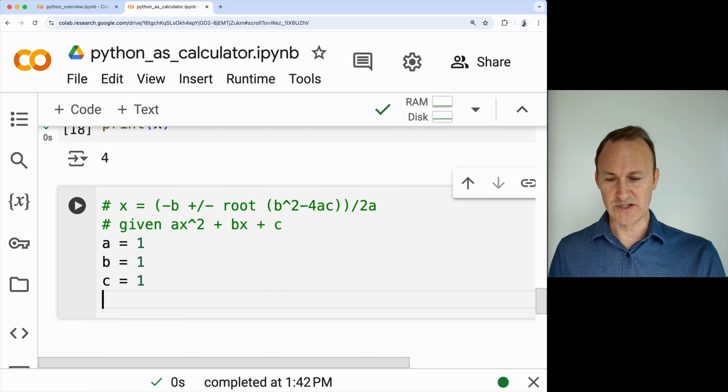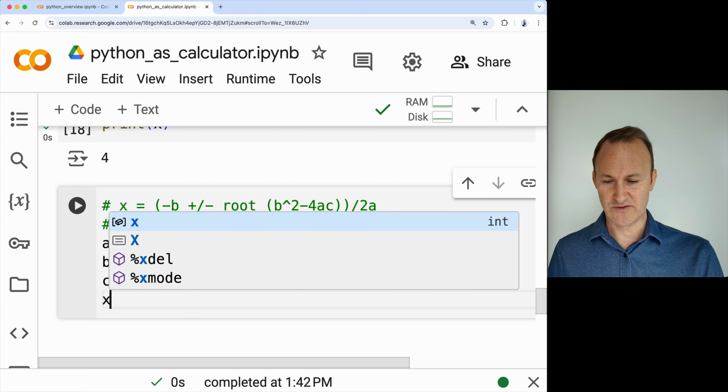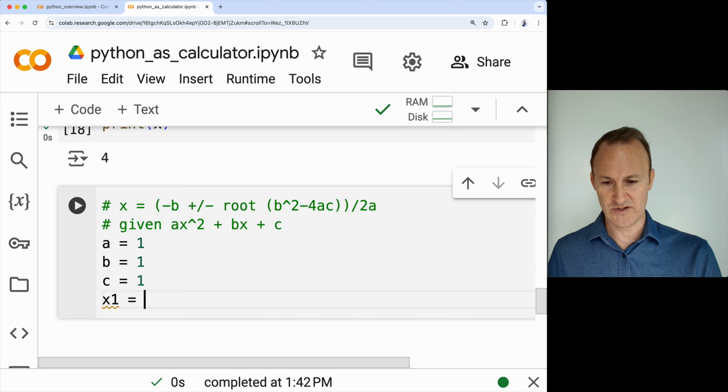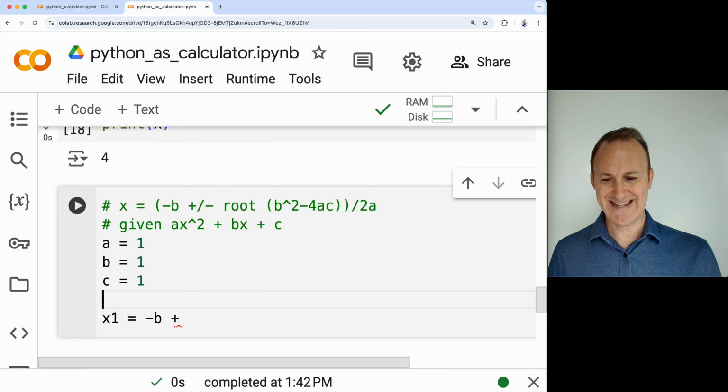So what we do is we just need to give two answers. How about x1, our first answer? We'll take negative b plus, and now this root b squared minus 4ac is what's called the discriminant. So let's call it that. So the discriminant is b squared minus 4. And you can't write ac. It wouldn't know what to do with that. You've got to actually put the times in. So it's times a times c.